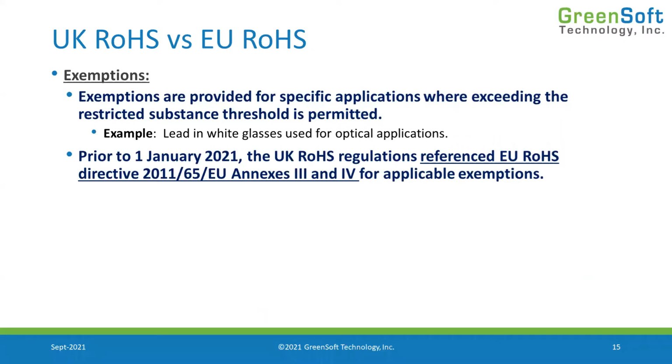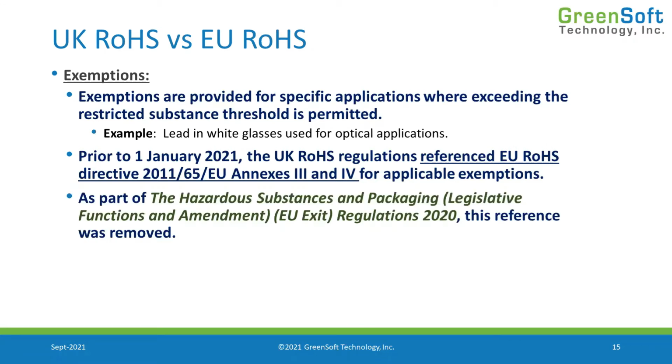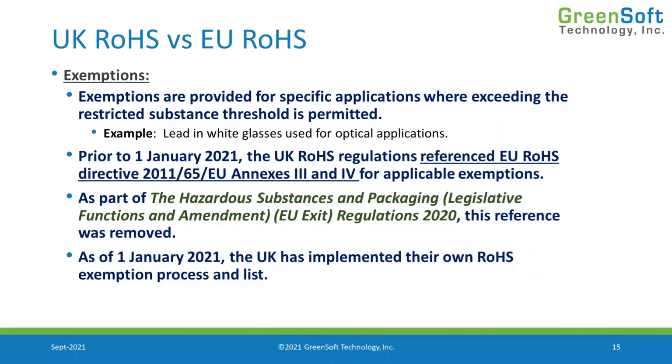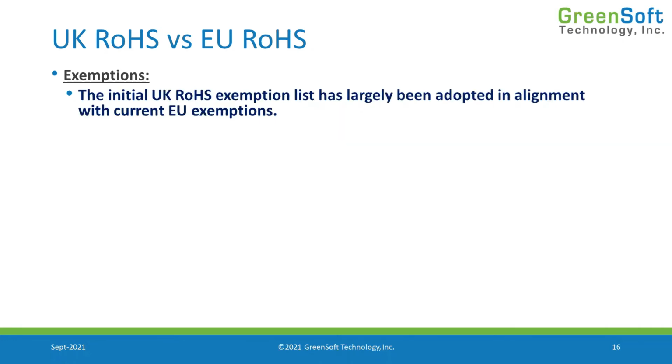But now after Brexit, UK RoHS no longer does that. And that was applied by the Hazardous Substances in Packaging Regulations 2020 amendment, which actually removed that link and created a new exemption process and a new exemption list for UK RoHS. So now we have EU RoHS and UK RoHS that have two separate exemption lists, and they're updated and maintained using two separate processes. Luckily, the initial UK RoHS exemption list has largely been adopted in alignment with the current EU exemptions, which means that if you're claiming an EU exemption today, there is an equivalent UK exemption.